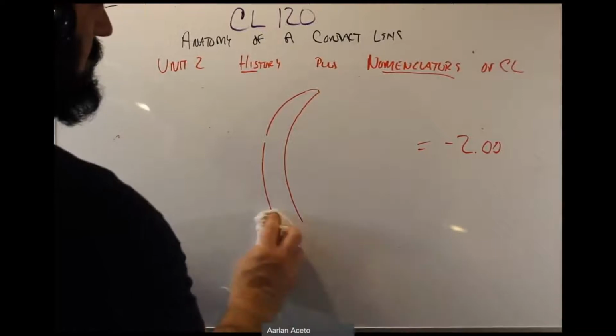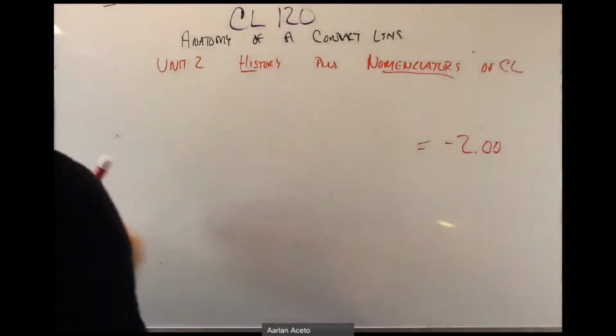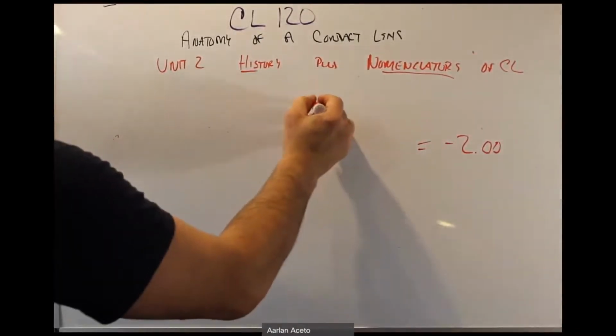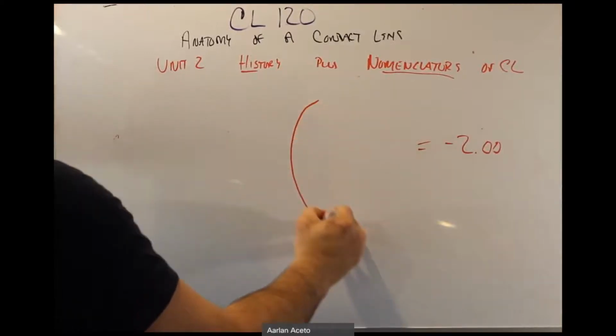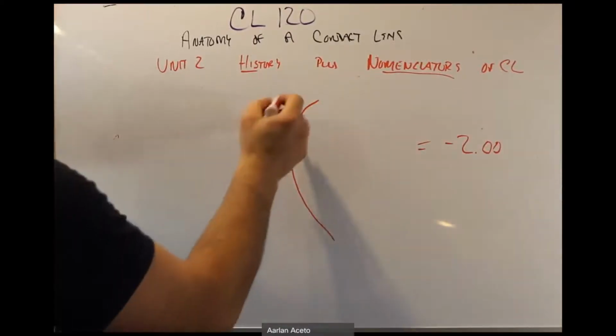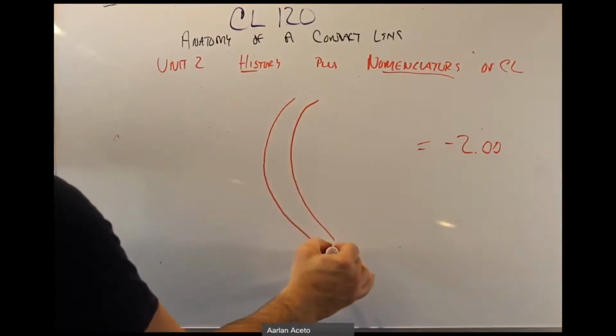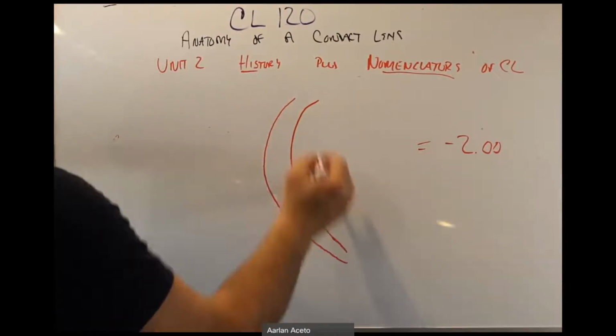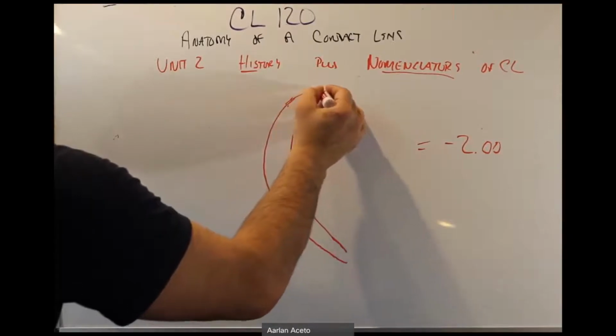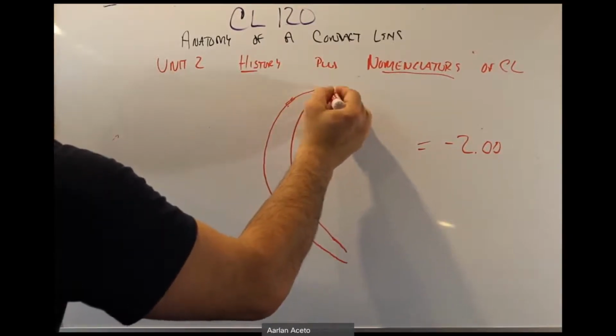So what we're dealing with is, here's my contact. It's got a back curve of, say, 43. It's got a front curve. And we can determine the power.